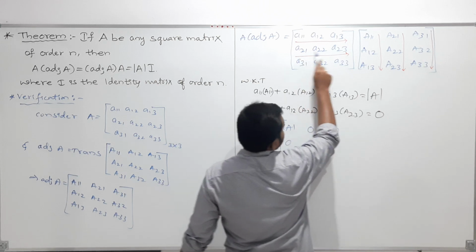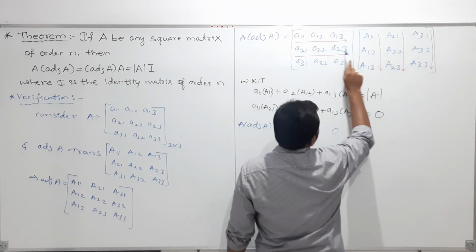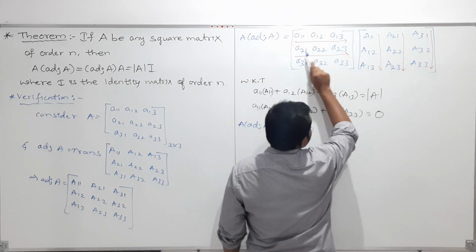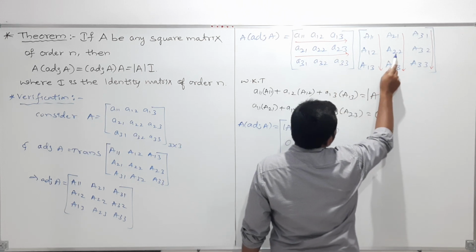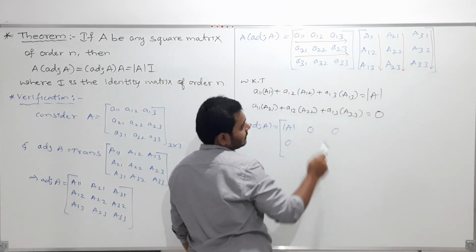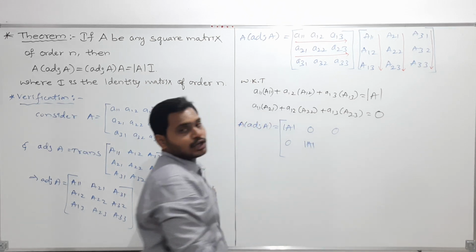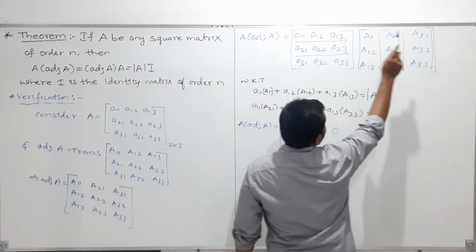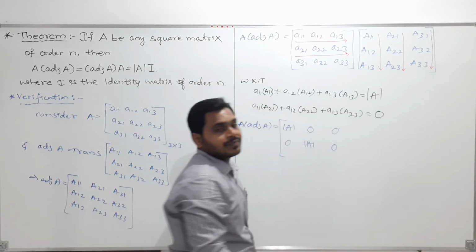And next, if you consider second row second column, a21 into A21 plus a22 into A22 plus a23 into A23. It means if you multiply second row and second column, these subscripts are the same. So you are getting this result, and therefore this will give you the determinant of A. Similarly, second row third column, here it is a21, here it is A31, the subscripts are different, so therefore that value is equal to 0.